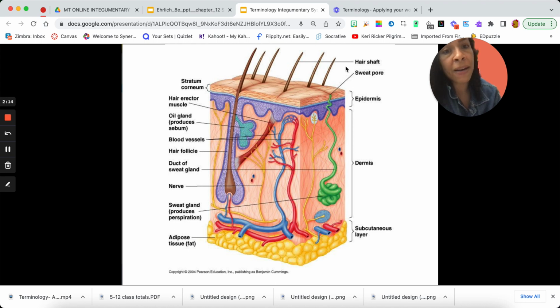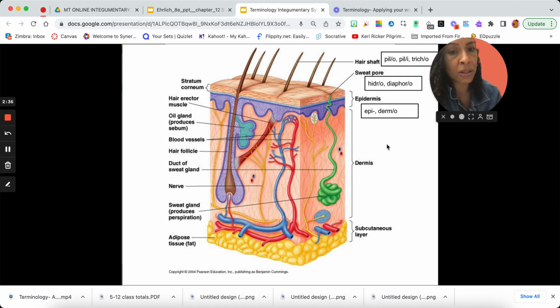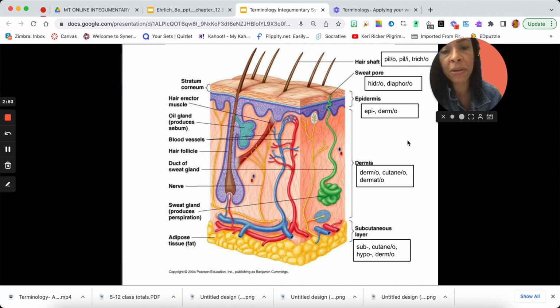So starting at the top, we have hair, and I could use pylo, pyli, and tricho to label that. Sweat can be labeled with diaphoro and hydro, as in hyperhidrosis would be a profuse overacting sweating condition. Diaphoresis would be like actually sweating. Epi and dermo can be used to describe the top layer of skin. Skin itself, the dermal layer, is described with 3 roots, and the subcutaneous layer I can break into sub and cutaneo, but I can also describe it as the hypodermis, so hypo and dermo can also fit.